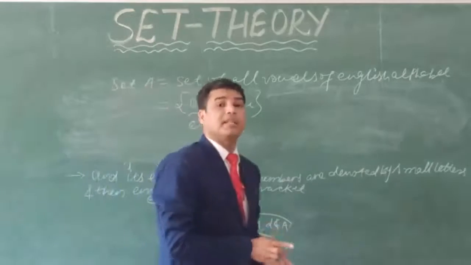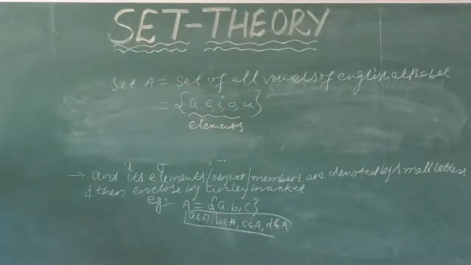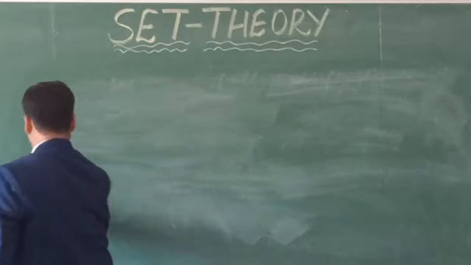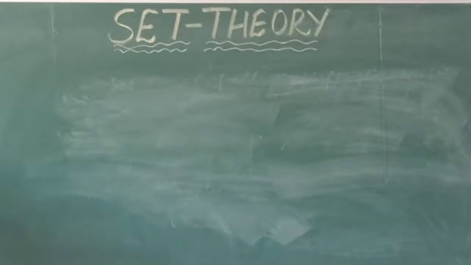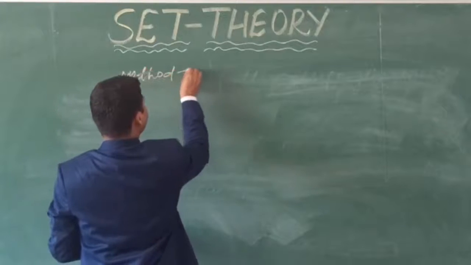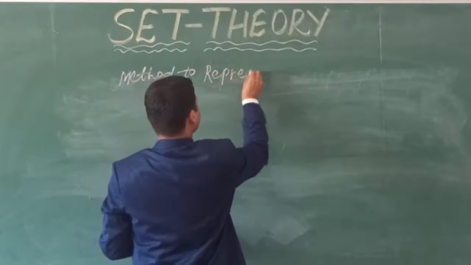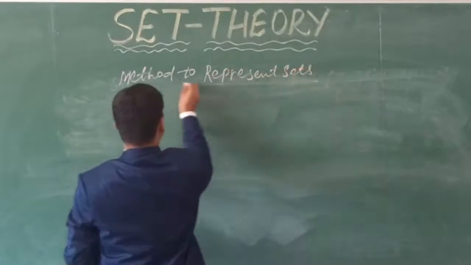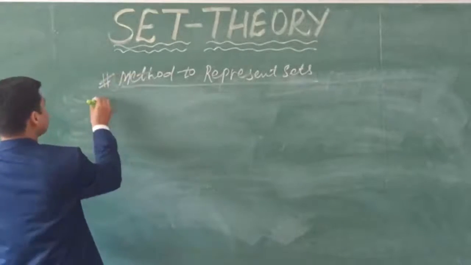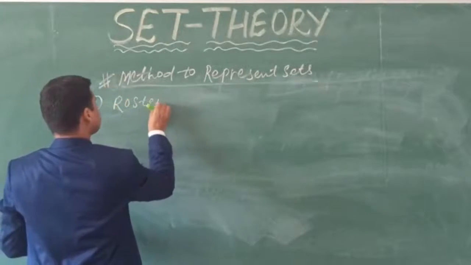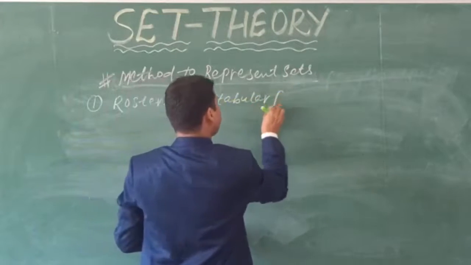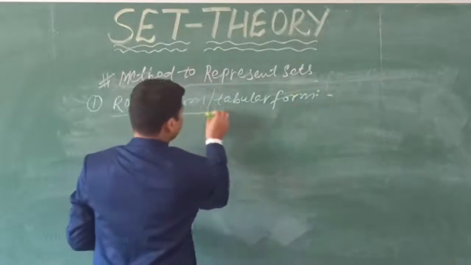Now we are going to start the methods to represent sets. Mainly there are two methods to represent sets. The first is the roster form, or you can say tabular form. Now see this here, what is called roster form or tabular form.